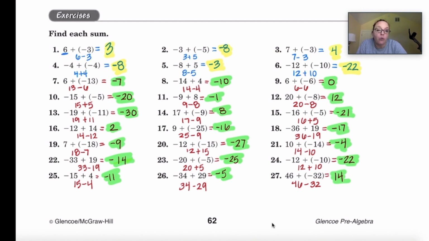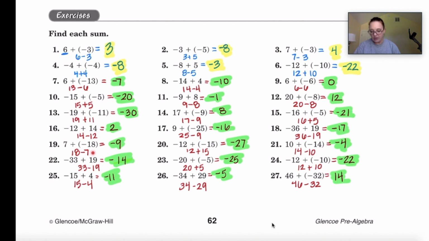A couple of things I want to talk about. Let's look at number 9, for example. I just want to point out that in number 9, you are supposed to subtract those two 6's, and 6 minus 6 is 0. Remember that 0 is the only number that's not positive or negative. So there would be no such thing as a negative 0 or a positive 0. So that's just 0.